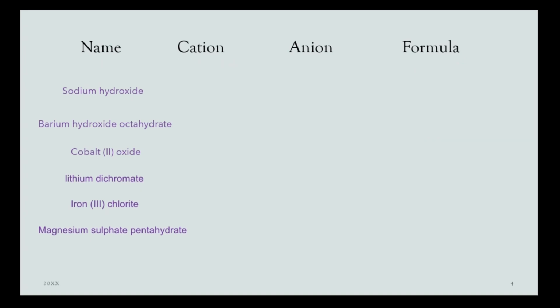Given the first compound is sodium hydroxide. Here sodium, which is Na, is our cation and has a positive 1 charge. And hydroxide is a polyatomic anion and has a negative charge. So write Na plus under cation and OH minus under anion.